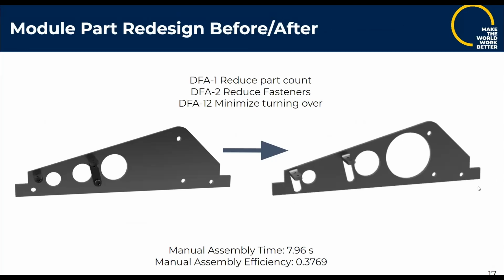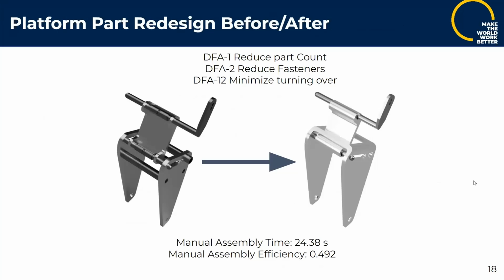Now, in the next slide, we're going to look at our platform part. And now, essentially what we did is we combined the joiner bracket into one part using DFA 1, and also DFA 2 reduces the amount of fasteners that we're going to need because it is just one part. In addition, we take that wheel bracket and we combine it into one part, and all of that will be able to be assembled in the axial direction, and that will minimize turning over.